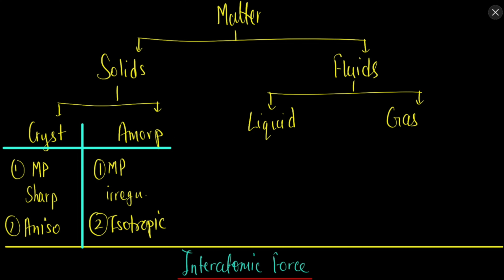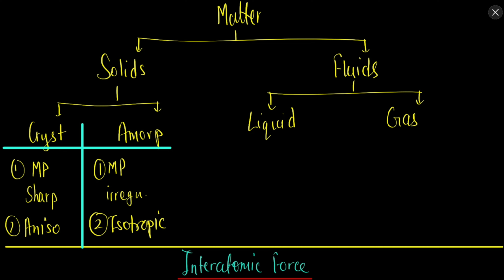Few of the atoms are arranged in one manner, few of the atoms or molecules are arranged in another manner, so the arrangement is not regular in an amorphous solid. Because of that, a crystalline solid has a regular structure. Its melting point is sharp. For example, water and ice.